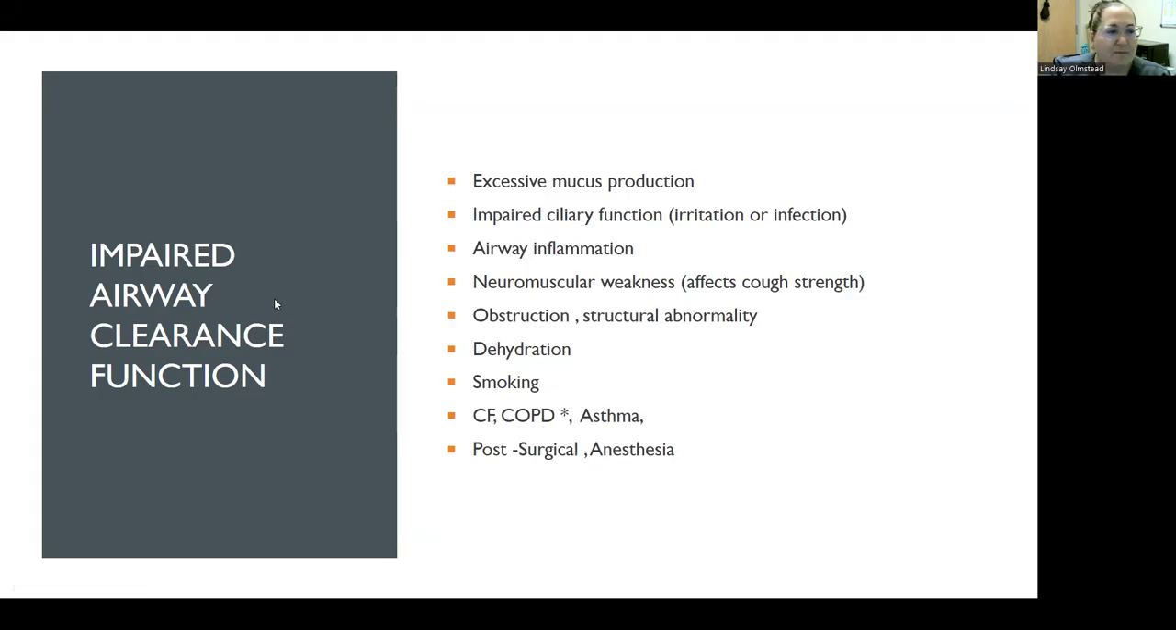Then for things that can impair airway clearance, you have excessive mucus production. Some diseases cause abnormally thick or copious mucus, making it difficult to expel. You have ciliary dysfunction, which you saw in that video, that significantly reduces clearance ability. Airway obstruction or inflammation narrows the airways due to inflammation, tumor, or structural abnormalities that can impede mucus movement as well. Then you get into muscle weakness.